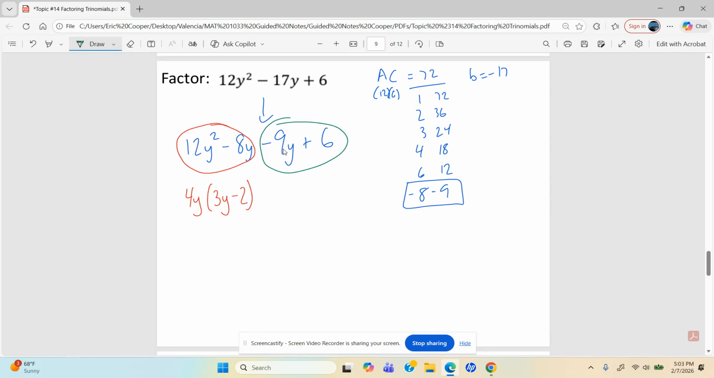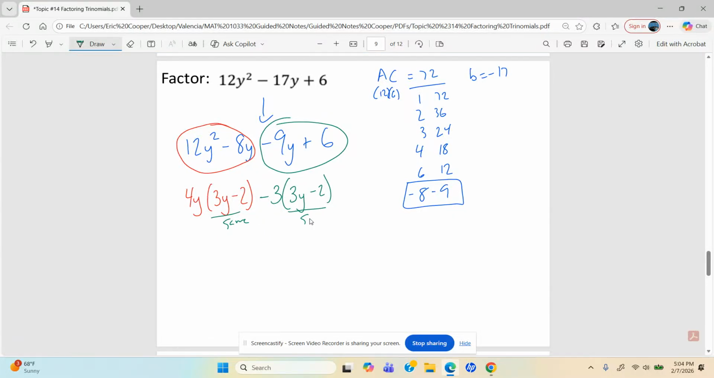Let's do the same for the second group. It starts with a negative, so our factor has to be negative. 9 and 6, I could take out a negative 3. I can't take out any y's because the 6 does not have any y's. Negative 9 divided by negative 3 is positive 3, with the y dropping down. 6 divided by negative 3 is negative 2.